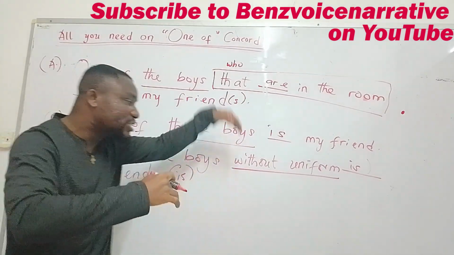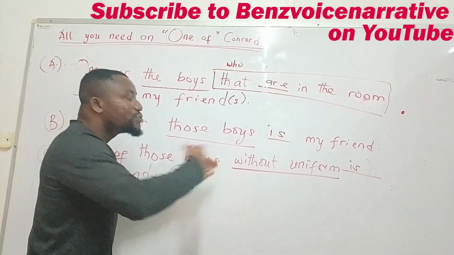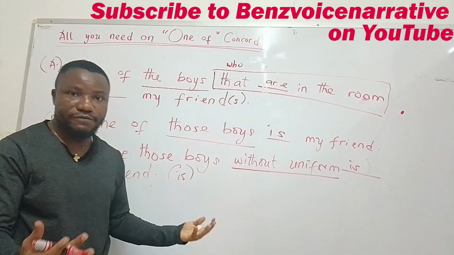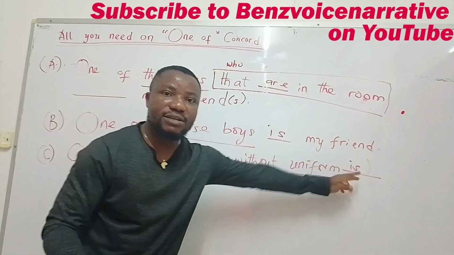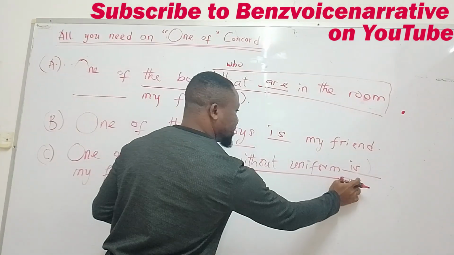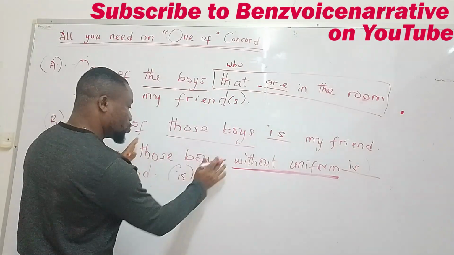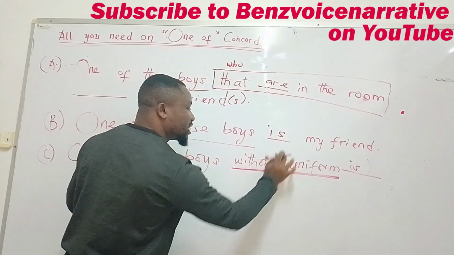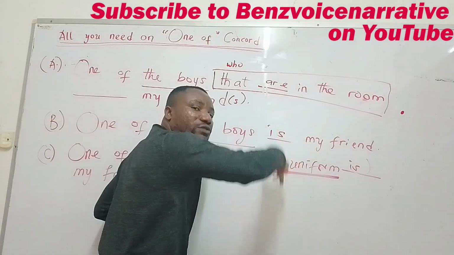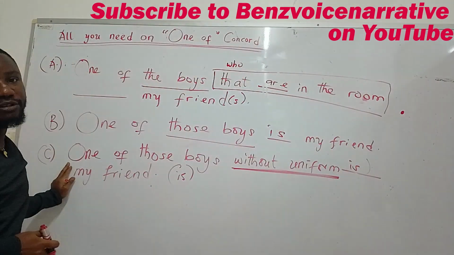One of those boys that do not have uniform. One of those boys who aren't in uniform is. One of them is. One of those boys without uniform is my friend. Now look at this qualifier to those boys. This qualifier doesn't have a verb inside of it. If it's going to have a verb, the verb will be a plural verb, while the second verb will be controlled by the number.